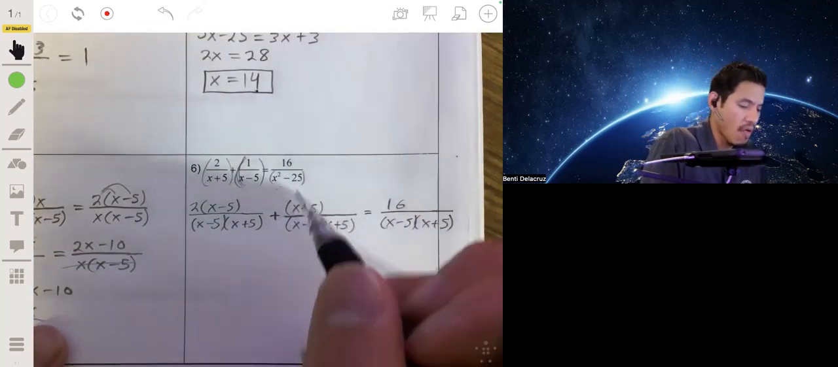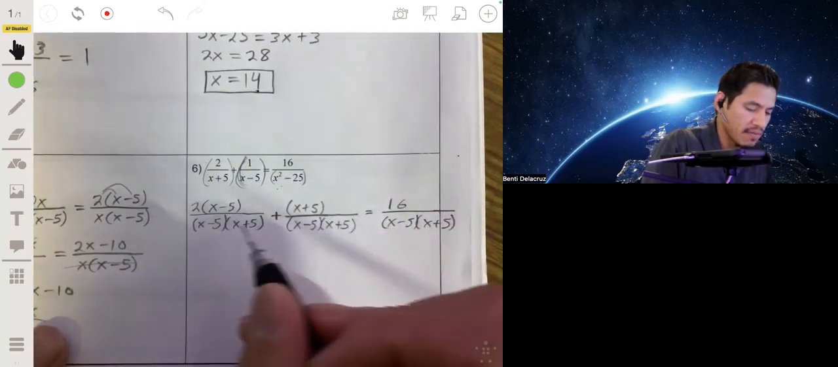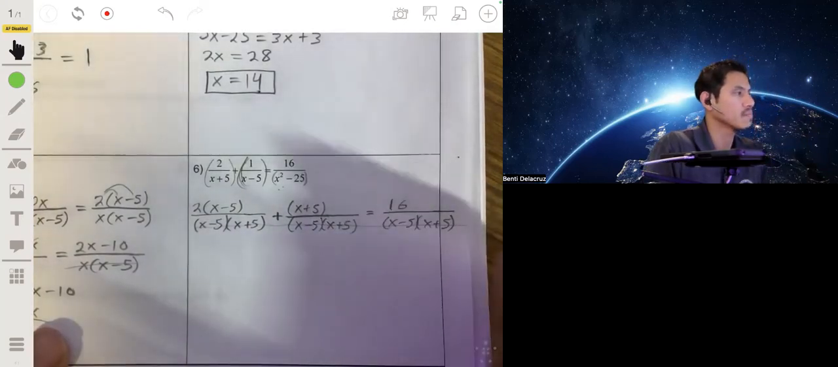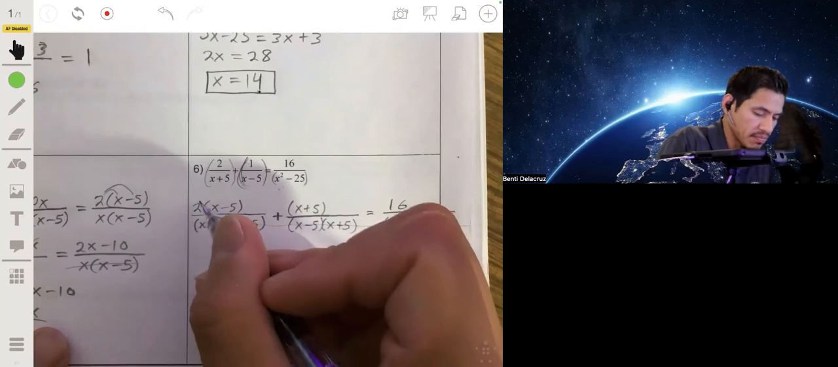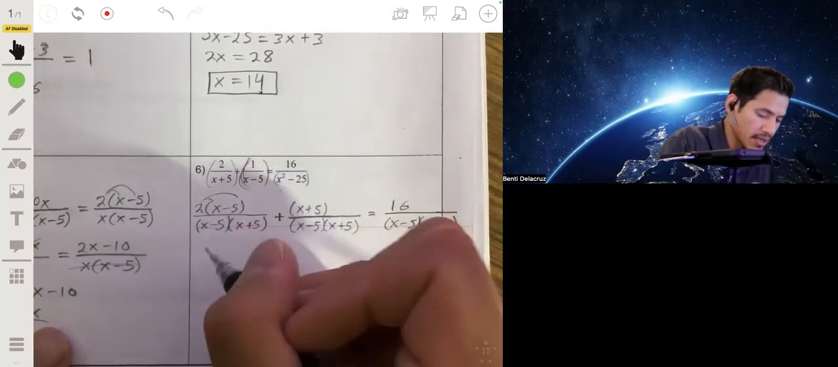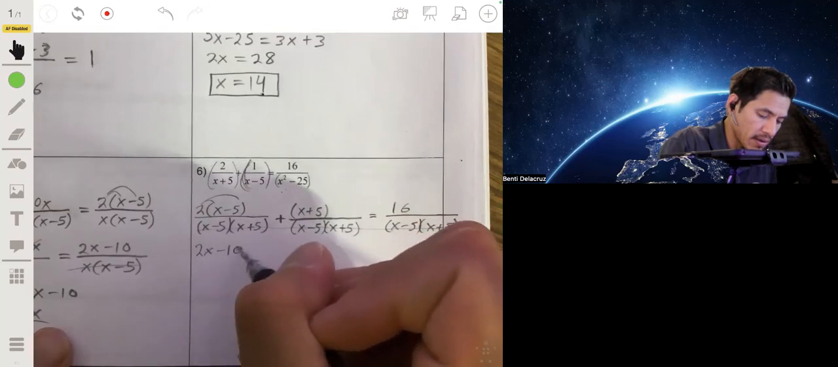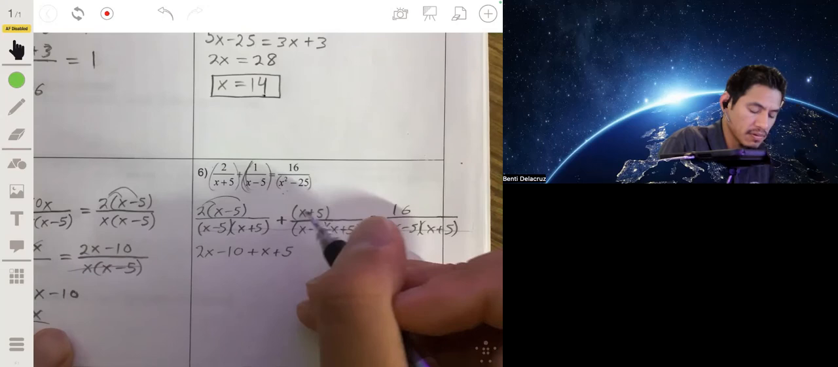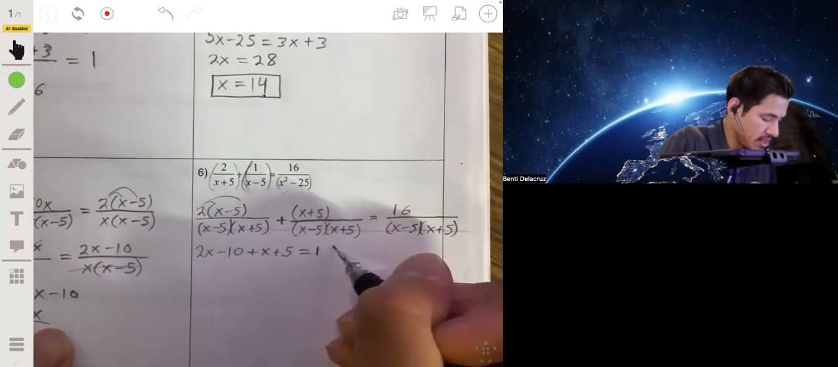Now again, we just focus on the numerators. When we have the same denominators all across, you can just ignore them. So then we just solve the linear equation on top. So we have 2x minus a 10 plus a x plus a 5 is equal to 16.